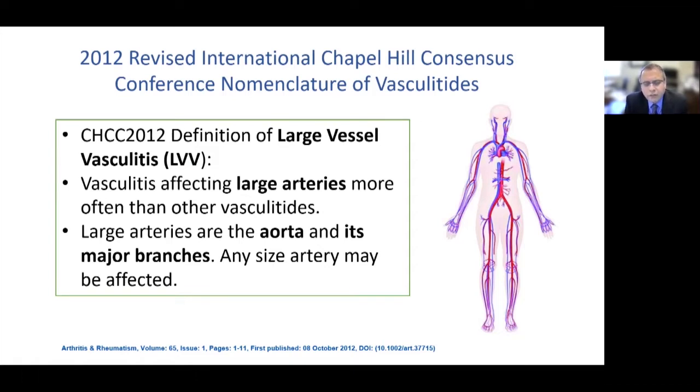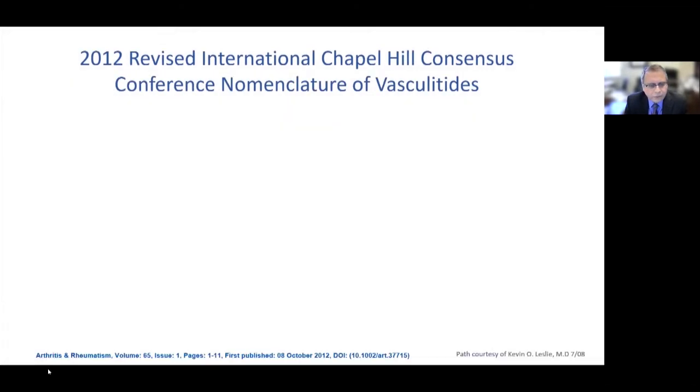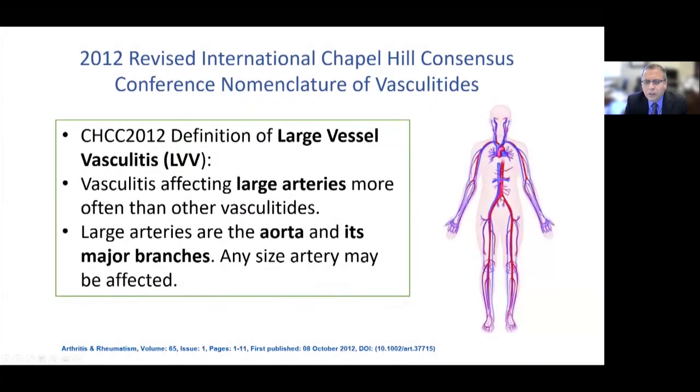Back in 2012, the experts in vasculitis got together at Chapel Hill and developed a nomenclature or definition of different vasculitides. In that effort, they described large vessel vasculitis as those that affect the large arteries more than other arteries. It could also affect medium-sized arteries, but mainly the arteries or blood vessels that take the blood from the heart to other organs, and especially the aorta, so the ascending and descending aorta, and also its major branches, such as the subclavian artery, the carotid and vertebral arteries, and going down in the abdomen.